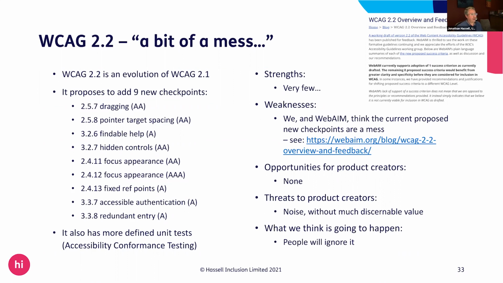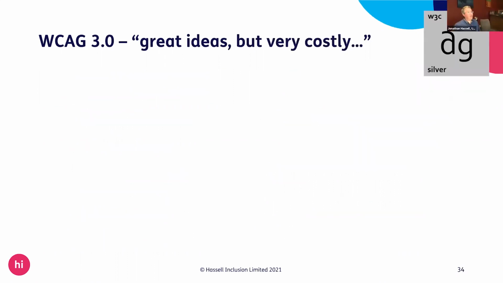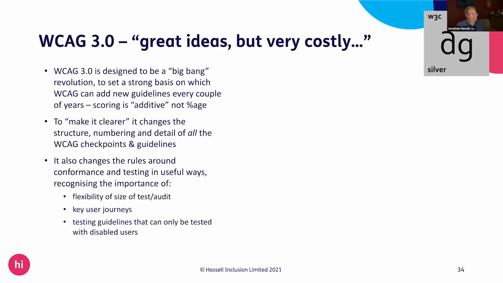Ignore it. Moving on. Because this is where all of the brain power behind the people who are putting together WCAG standards is at the moment, which is 3.0. So, you know, it's almost like 2.2 is the little iteration that everyone forgot. All of the people with the brain power went into 3.0. 3.0, the subtitle, great ideas, but very costly. So what is it? It's designed to be a big bang, unlike 2.2, which is an evolution. 3.0 is designed to be a revolution.